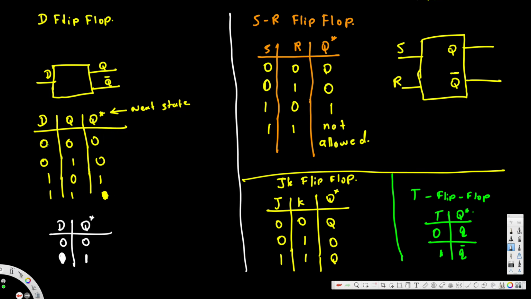Now from this one you can see a direct relationship between D and Q asterisk. When D is 0, Q asterisk is also 0. When D is 1, Q asterisk is also 1. Okay, that's the relationship. Now let's look at the SR flip-flop.